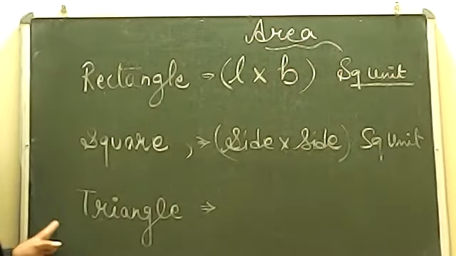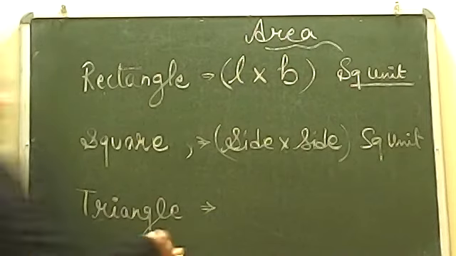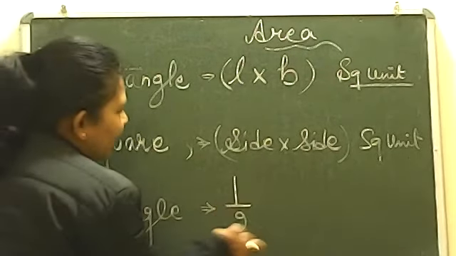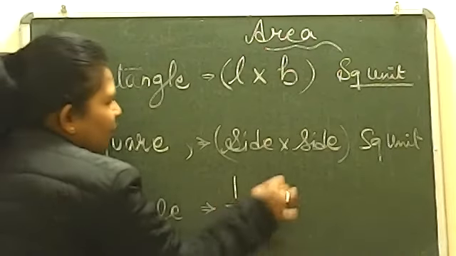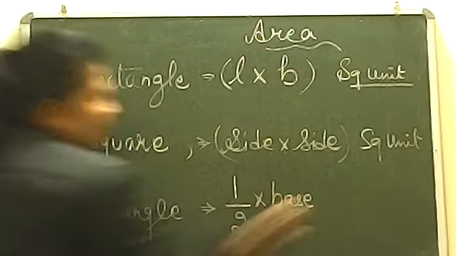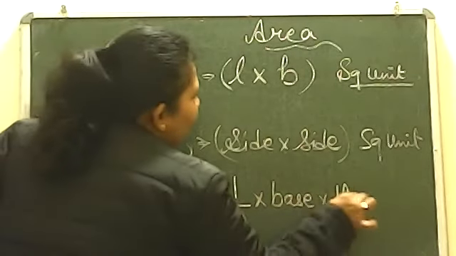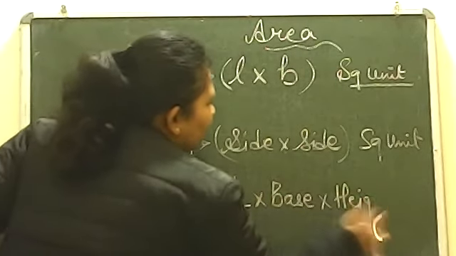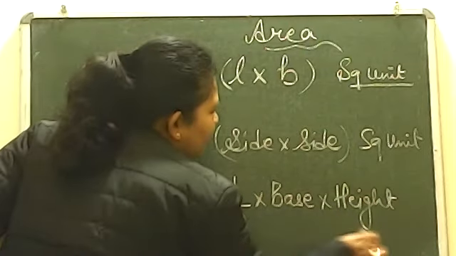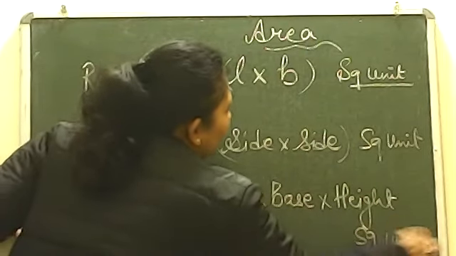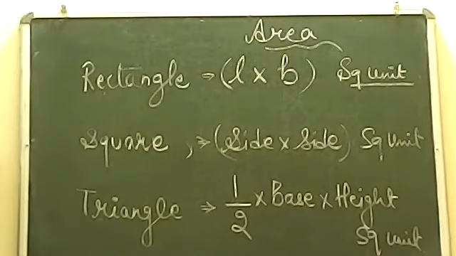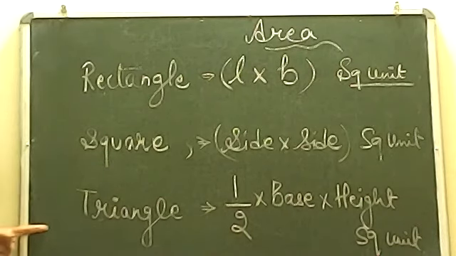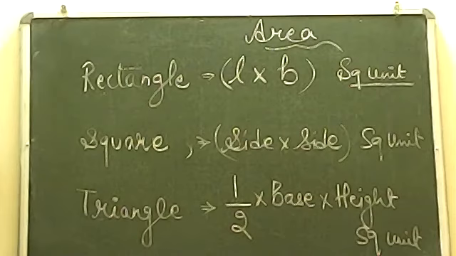Now move on to the third. The third one is triangle. The formula is 1 by 2 means half into base of the triangle into height of the triangle. And again the unit is square unit. Okay, base into height. I will explain you one by one when we will need this. Okay. So write down all these formulas on your copy. Then we will start our next exercise, that is 10.3.